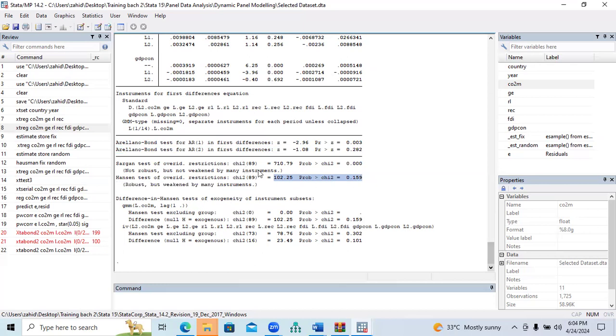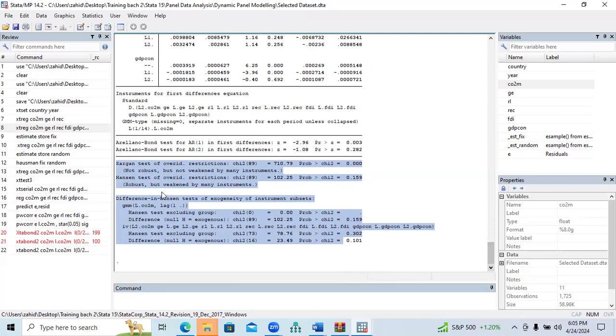So if both of these values are significant, it means your model is not valid. If both values become insignificant, it is good for GMM estimation. But if one of the values becomes significant and the other is not significant, it's still valid for the estimation procedure. So always remember that the values related to the Sargan test or Hansen test should not be significant.